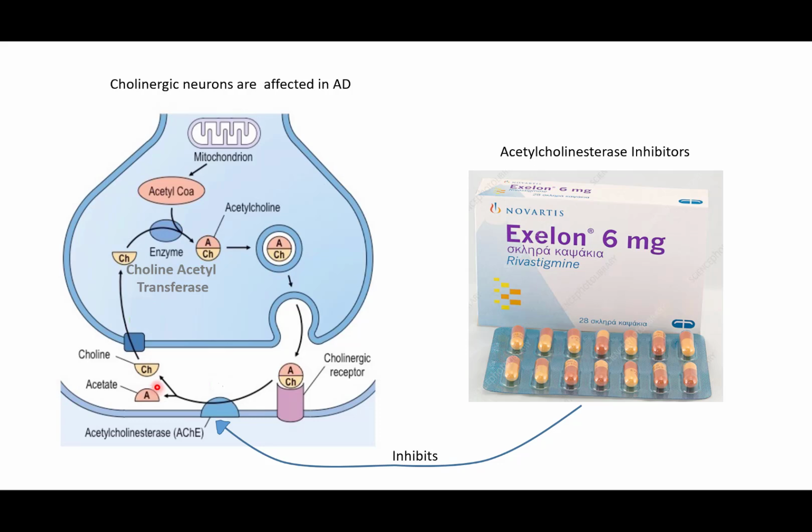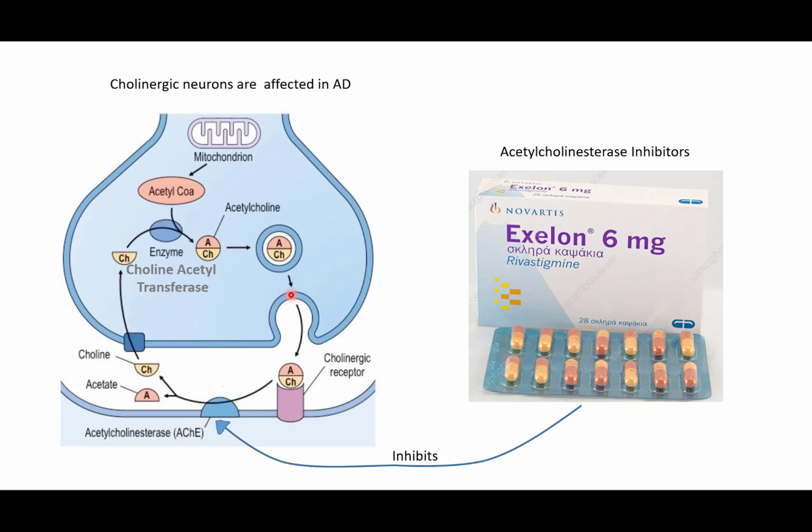So this gets broken down into acetate and choline. These get uptaken by the presynaptic neuron, and then when needed, it combines again with acetyl-CoA, and then makes acetylcholine again. So that's the cycle. Make it, release, send impulse, degrade, uptake, make it, release, etc. It keeps going on and on like that. So that's normal. What happens in Alzheimer's?